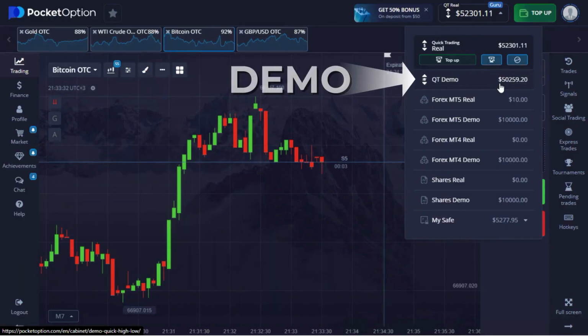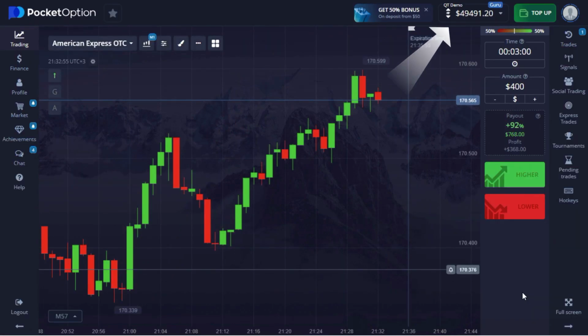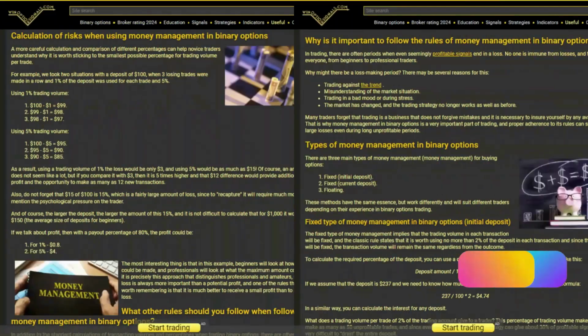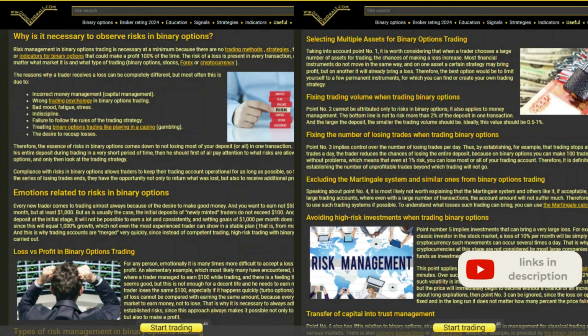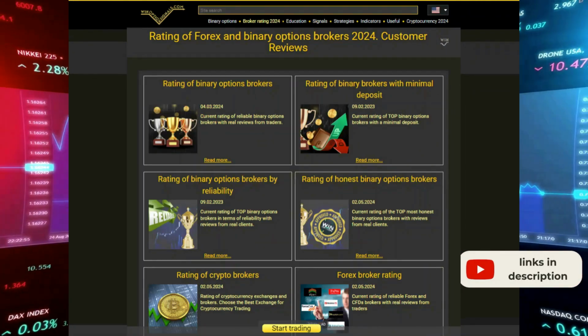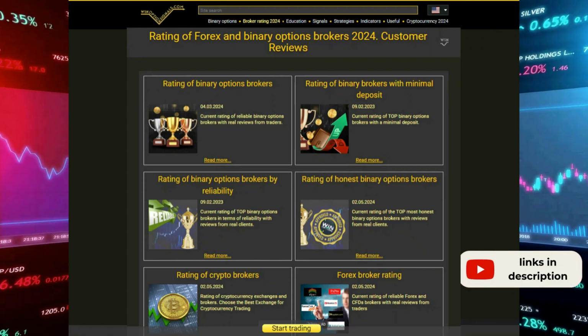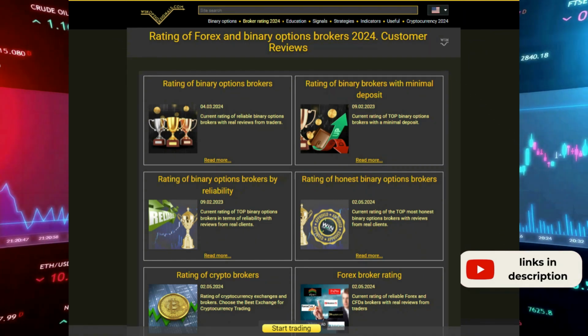Be sure to test all indicators on a demo account, and do not forget to manage your capital correctly, following the rules of money management and risk management. And of course, choose only proven brokers for trading, which can be found in our rating of binary options brokers.